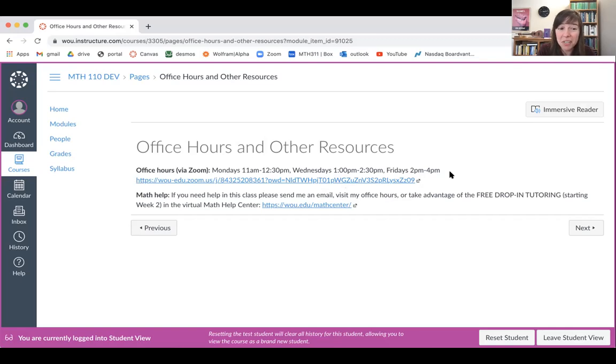And then also starting in week 2, if you're not familiar with this, there is the Math Help Center, which is free drop-in tutoring starting week 2. And there's a link for it here.